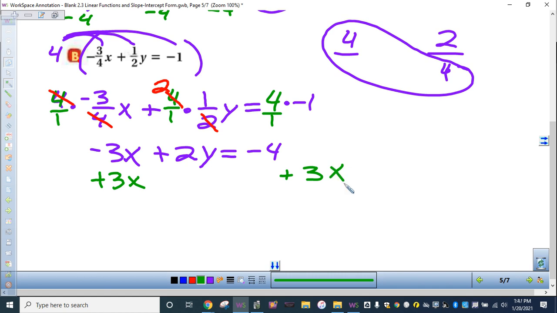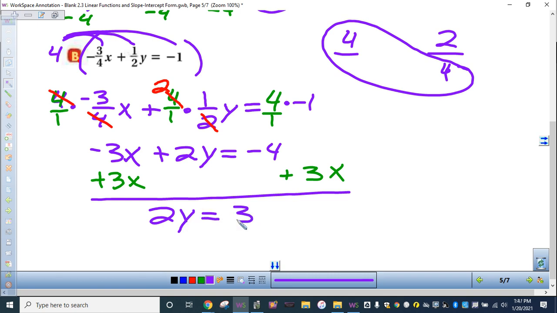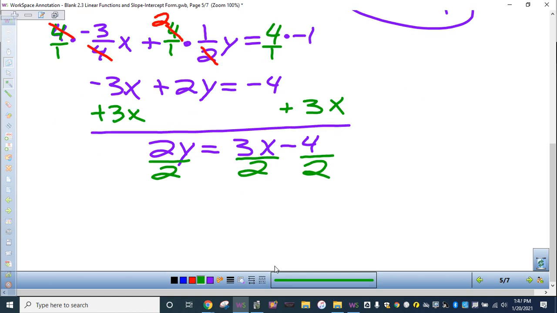So now we're in standard form and we're switching to slope-intercept. In slope-intercept form, you want the y by itself on the left side of the equal sign. The last step I have to do now is just divide by 2. Again, show that divide by 2 for each and every part of the equation. So we have y equals 3/2x minus 2.